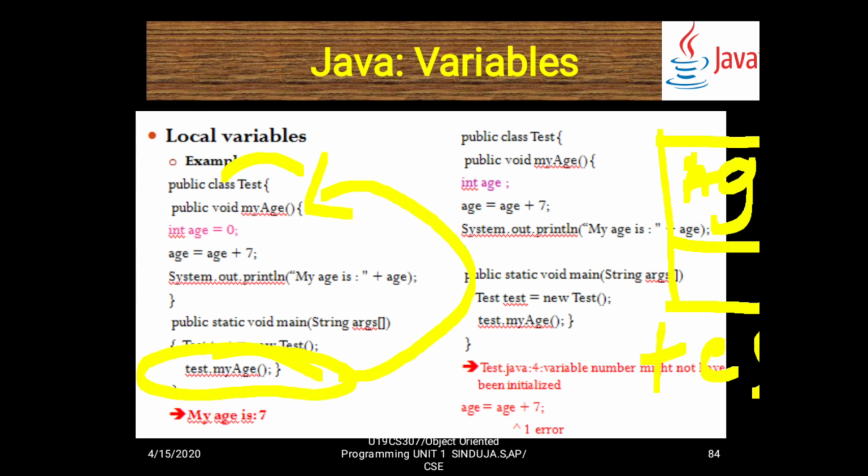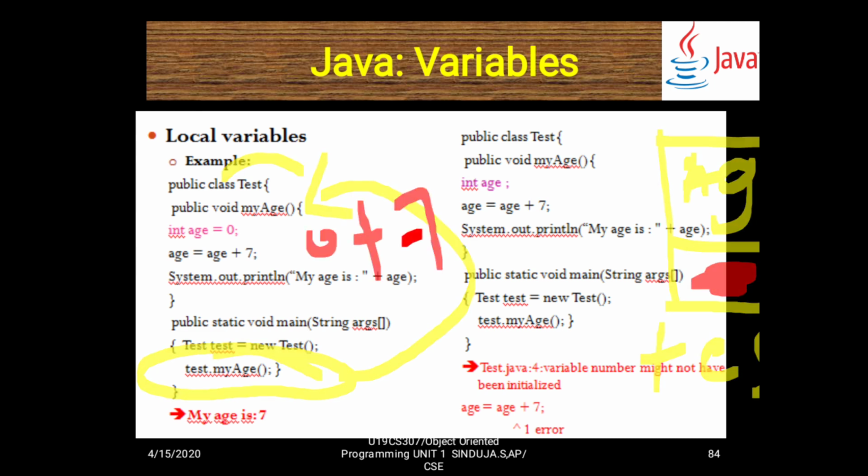When it comes here, I have created a small memory. This red part tells about my variable age, initialized with 0. Then I have given a formula, age equal to age plus 7. So now my arithmetic operation works out here. Initially it is 0, and 0 plus 7 is equal to 7. So age value is now stored as 7.